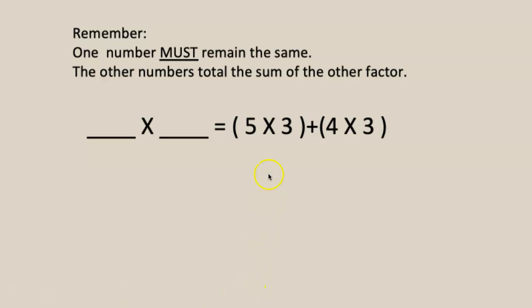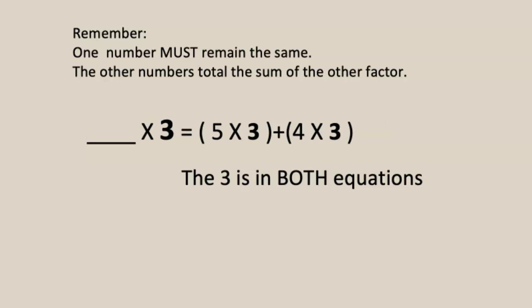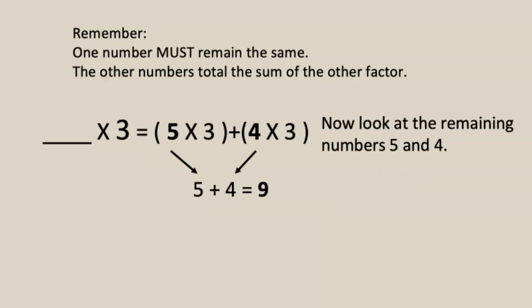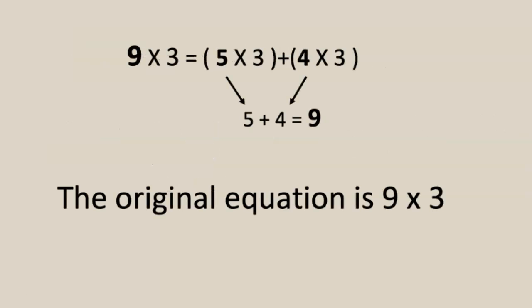So if we look at this, we can say, okay, which number stays the same? 3 is in both of these equations. So we know that one of our numbers is going to have to be 3 in this equation. Now we look at the remaining numbers and we see 5 and 4. 5 plus 4 equals 9. So 9 times 3 would have been the original array. The original equation is 9 times 3.